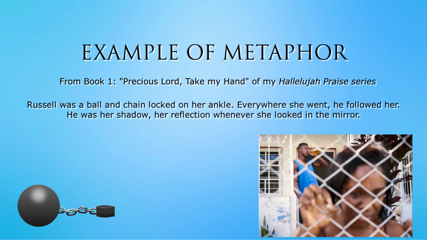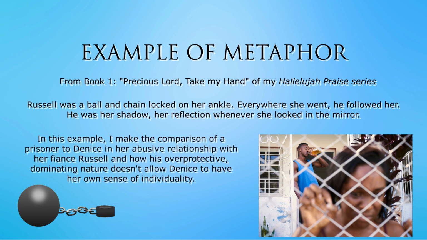Russell was a ball and chain locked on her ankle. Everywhere she went, he followed her. He was her shadow, her reflection whenever she looked in the mirror. In this example, I make the comparison of a prisoner to Denise in her abusive relationship with her fiancé, Russell, and how his overprotective and dominating nature doesn't allow Denise to have her own individuality.